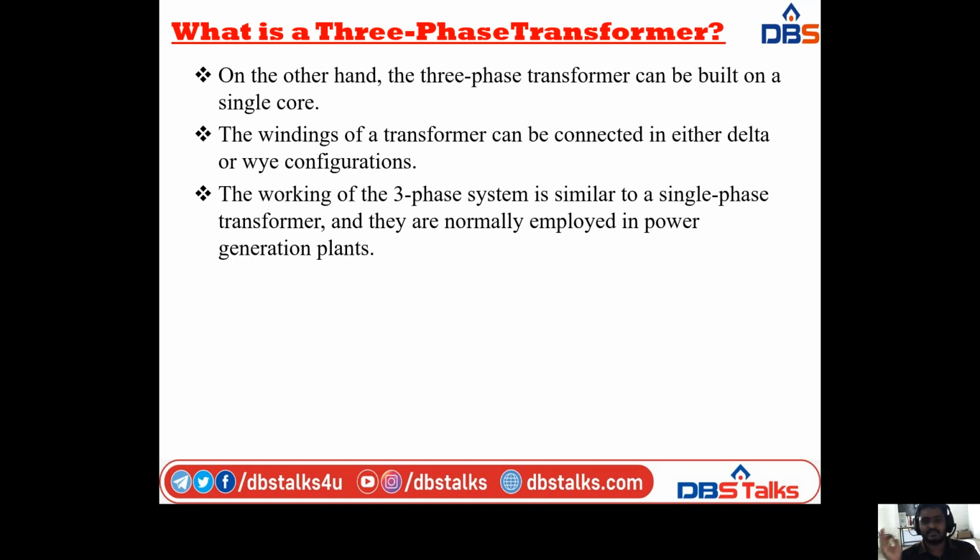On the other hand, the three-phase transformer can be built on a single core. Even the single-phase transformer is built on a single core. Here, the windings of the transformer can be connected in either delta or star configurations. Single-phase transformer connection is simple, but the three-phase transformer can be connected in either delta, star, or pi configurations. The working of the three-phase system is similar to the single-phase transformer, and they are normally employed in power generation plants.